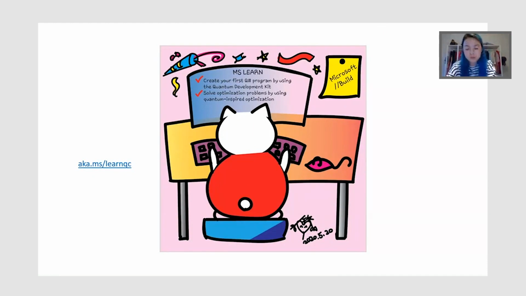At work, I produce these learning materials. I manage the Microsoft documentation and also produce learning paths for people coming from different backgrounds. Recently, we launched 2 Microsoft Learn modules. One helps you get started with coding with Q# using the Quantum Development Kit, and the other is on solving optimization problems using quantum-inspired optimization. So check those 2 out. Especially when we get to the coding part, the first module would be very directly relevant.